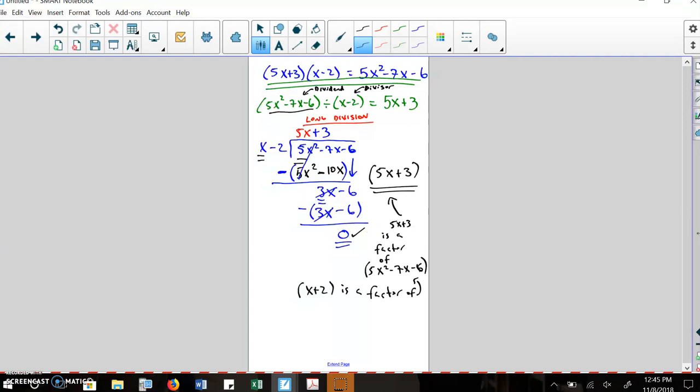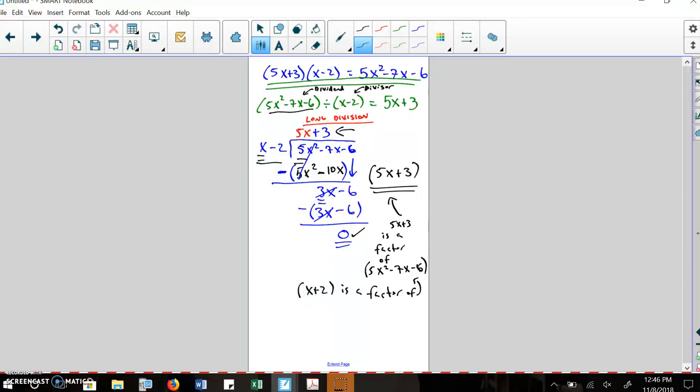So these are just some of the big picture questions that we'll be asking as we move along throughout the rest of this unit. If we get a remainder of 0, that means both our divisor and the answer that we get are factors of that original polynomial. Okay.